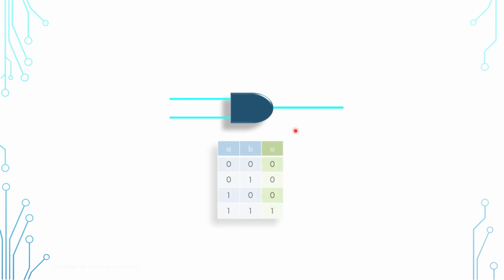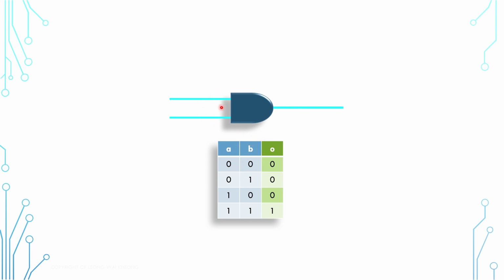This is an AND gate. If both the inputs are 0, then the output is 0. If this is 0 and this is 1, the output is still 0. If this is 1 and this is 0, the result is the same. Only when both inputs are 1, the output becomes 1. While this is perfectly captured in the truth table, it doesn't really illustrate the practical usage.